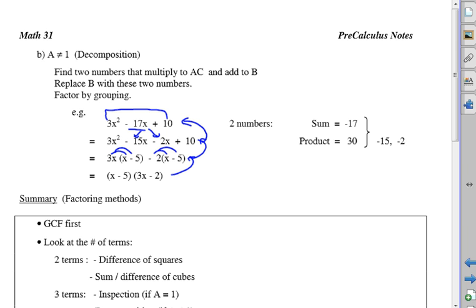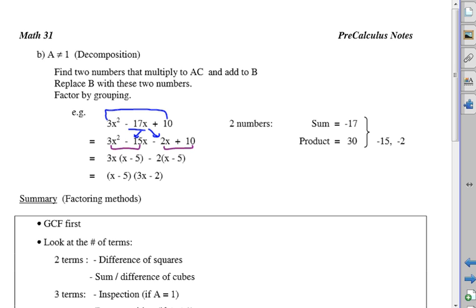So when we're using decomposition, we're working backwards. We're uncollecting like terms is what we're doing. And now that it's 4, we use grouping. So we group the first 2 together and the second 2 together, factor out the GCF. The bracket should be the same. And 3x minus 2 and x minus 5. I feel like I have blank stares. Do we need to go through a couple examples?